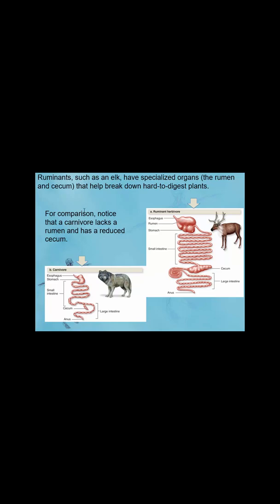Ruminants, these are specialized, these are herbivores. And they have this cecum, or rumen, they call it a second stomach. And herbivores tend to have very long, complex GI tracts. Whereas here's a carnivore, which has a stomach and a relatively short GI tract. Okay.